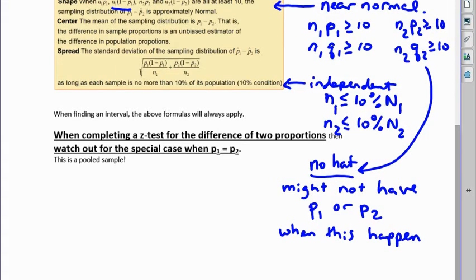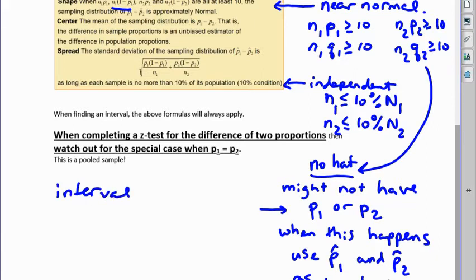So if you don't have parameters, when this happens, use p hat as your best guesses, your best estimates. So we are going to be doing intervals today. We are going to be doing tests today.